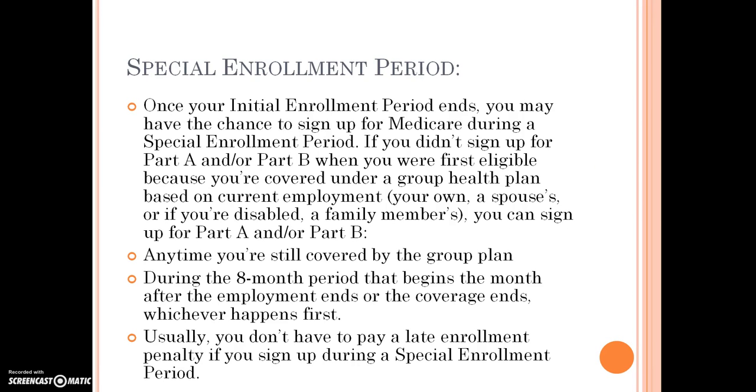You're also going to have a special enrollment period. Once your initial enrollment period ends, you may have the chance to sign up for Medicare during a special enrollment period. If you didn't sign up for Part A and/or Part B when you were first eligible because you're covered under a group health plan based on current employment, your own, a spouse's, or if you're disabled, a family member's, you can sign up for Part A and Part B. Usually you're not going to pay a late enrollment penalty if you sign up during a special enrollment period. This special enrollment period does not apply to people with end-stage renal disease.